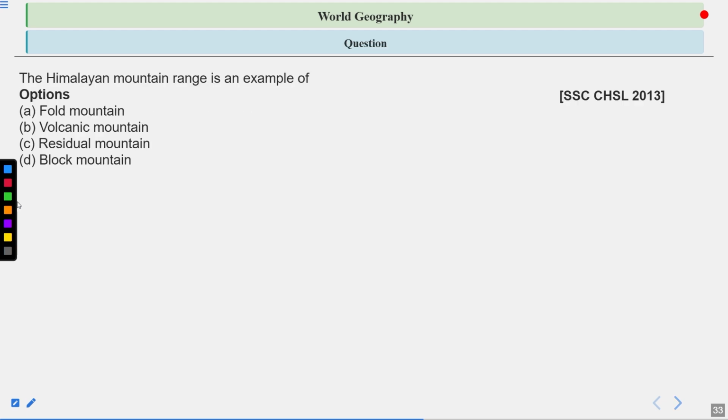The Himalayan mountain range is an example of fold mountain, volcanic mountain, residual mountain, or block mountain.